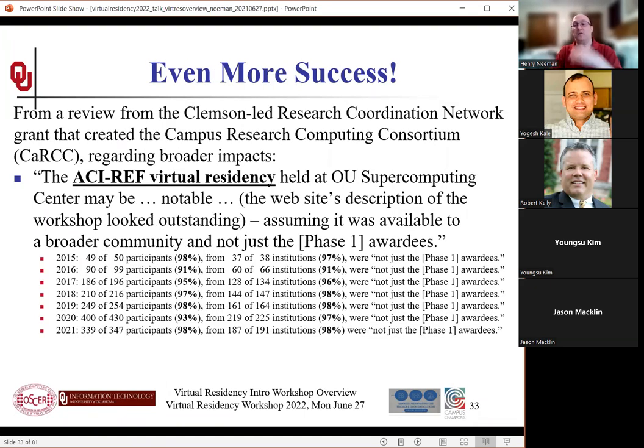And in fact, when we wrote the proposal that eventually became the Campus Research Computing Consortium, or CARC, this was the big thing that they loved about the broader impacts. And they said, assuming that it's not just those 6 institutions. So the lowest we've ever gone was 91%, not just those 6 institutions. So clearly we've done a reasonable job on that.